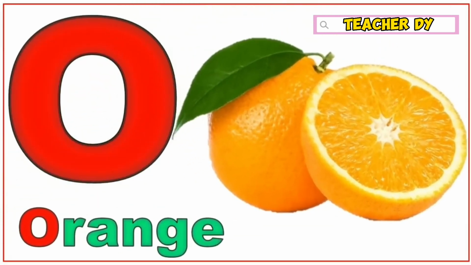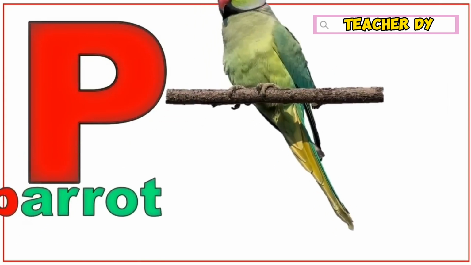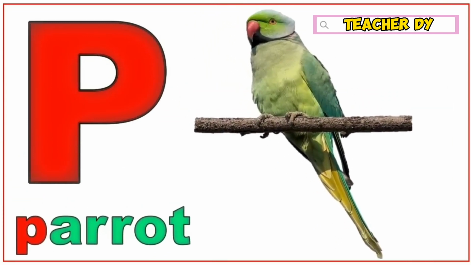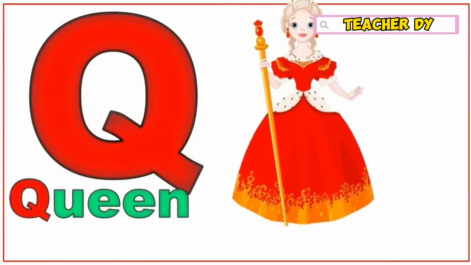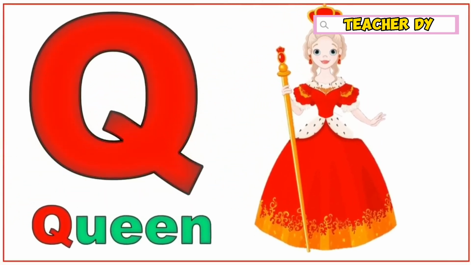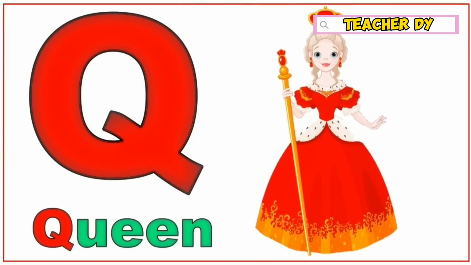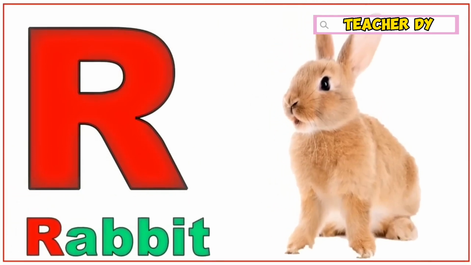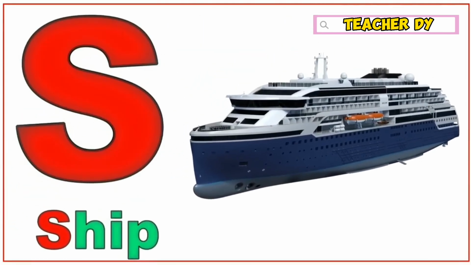Letter O. O is for orange. Letter P. P is for parrot. Q. Q is for queen. Letter R. R is for rabbit. S. S is for sheep.